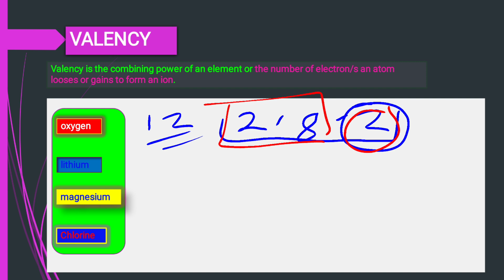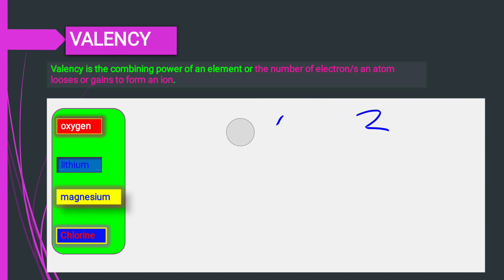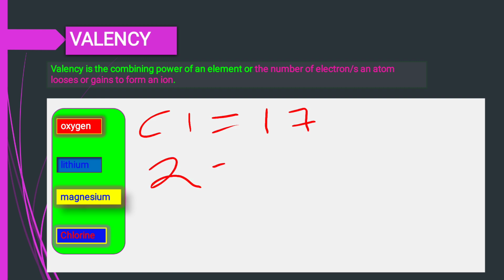Let's look at another example. An example of chlorine. Chlorine, on the other hand, is atomic number 17. So if you were to write the electron configuration of chlorine, then it would be 2, 8, 7. If you add 2 plus 8 plus 7, you get 17.